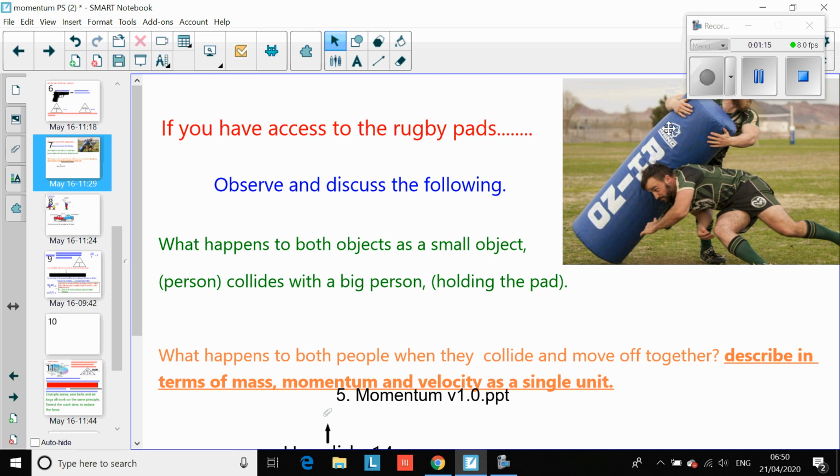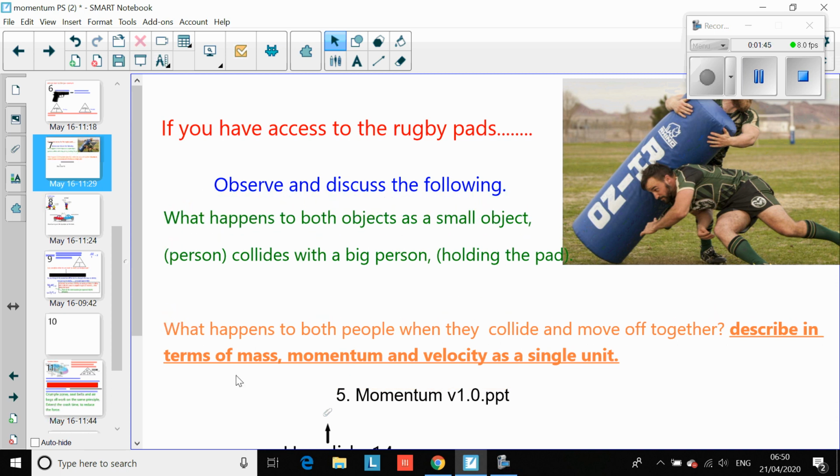Before the rugby player tackled it, did it have any motion? The answer, of course, is no. Therefore, its momentum would have been 0. Does our rugby player have momentum? Well, yes, because he has mass and he's moving, so he'd have velocity. So what happens to both people when they collide and move off together? Right, now describe in terms of mass, momentum, and velocity as a single unit. Now actually, this section here in orange, I would like you to very quickly copy up. So very quickly, just pause the tape now and just copy that sentence in for me because we're going to explain that on the next slide.